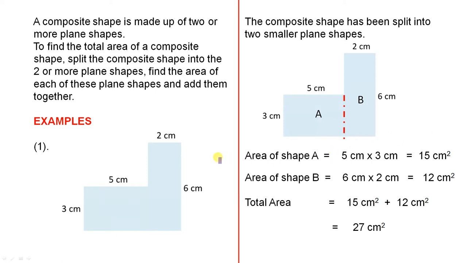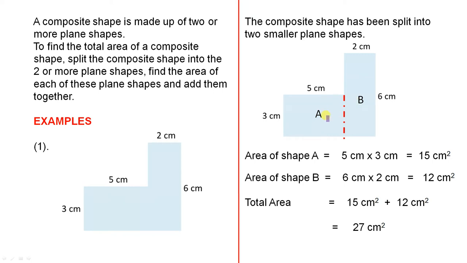Let's look at some examples. Here's a very straightforward one. It's like an L shape and we have all these measurements. The composite shape has been split into two smaller plane shapes. So we put a dotted line here, and we've got shape A and shape B.